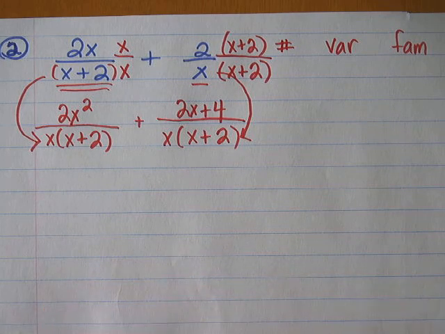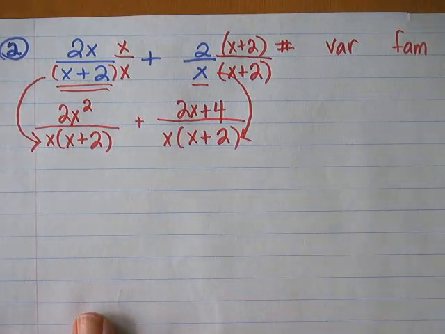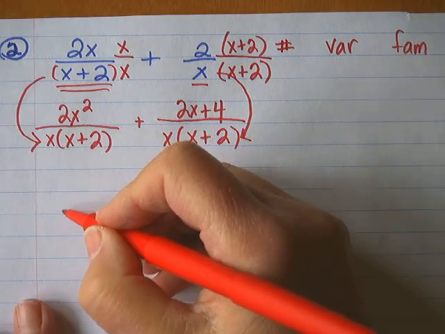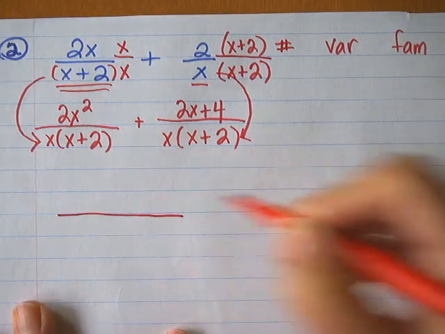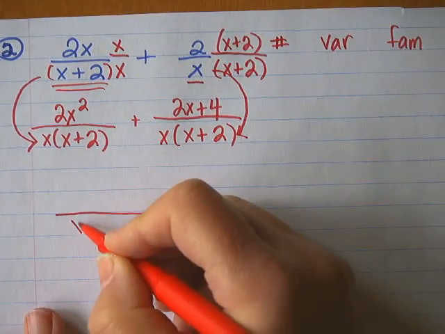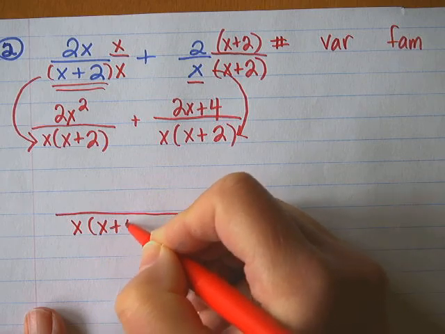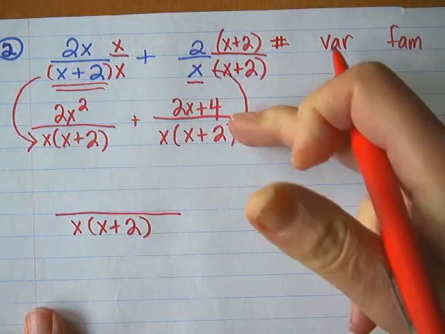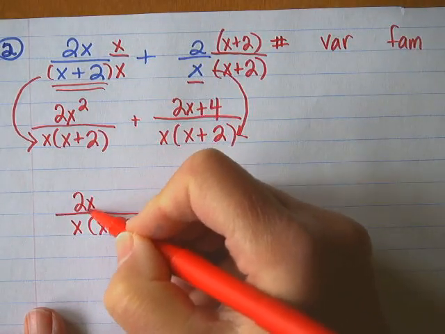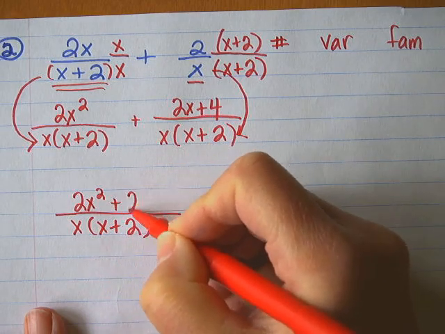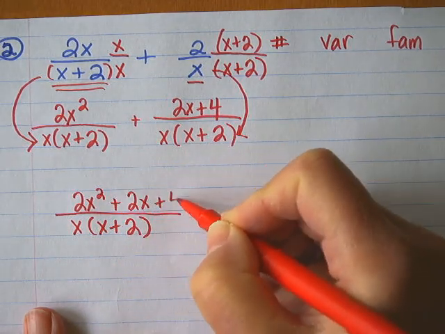Okay, so now we have created our common denominators. So the next thing to do is to rewrite our fraction over one common denominator. And let's add the numerators. 2x squared plus 2x plus 4.